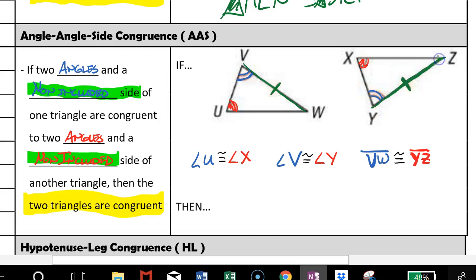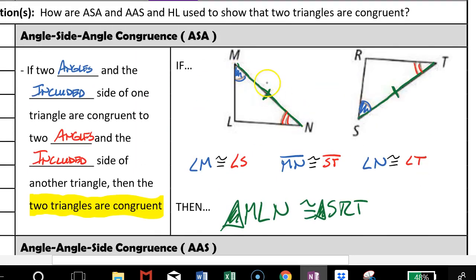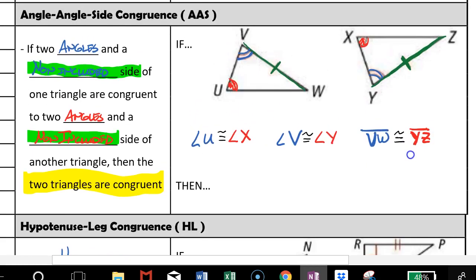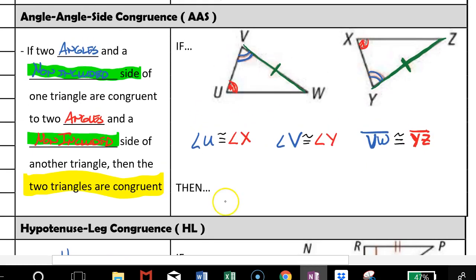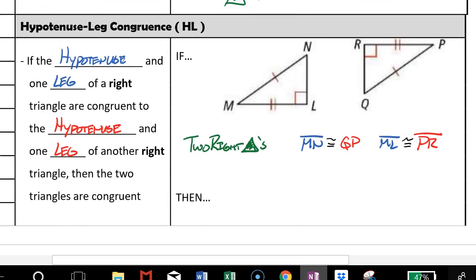Now notice the difference here. This side is not between the 2 angles, whereas up here it was between the 2 angles. That's okay. This still proves that the 2 triangles are congruent. Triangle UVW is in fact congruent to triangle XYZ. The last triangle congruency theorem we have is something called hypotenuse leg congruence, or HL.